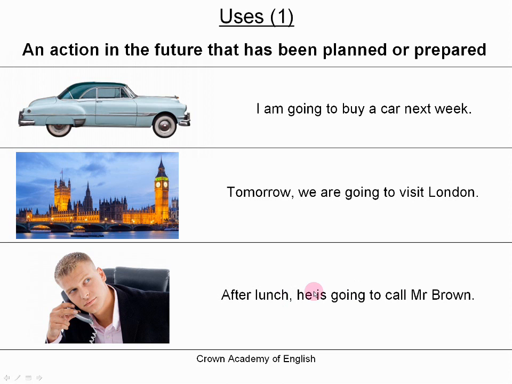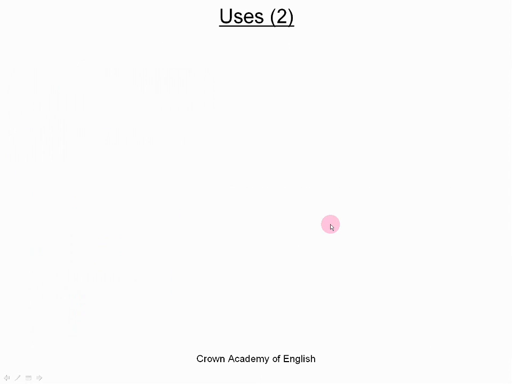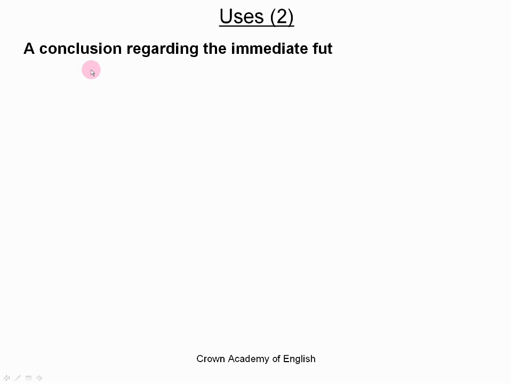So again, all of these examples are actions which are planned or prepared. All right, so we know they are going to happen. Let's look at another use of going to. So another use is a conclusion of something in the immediate future.